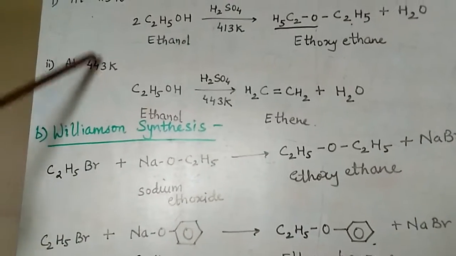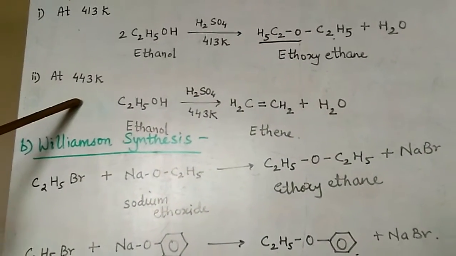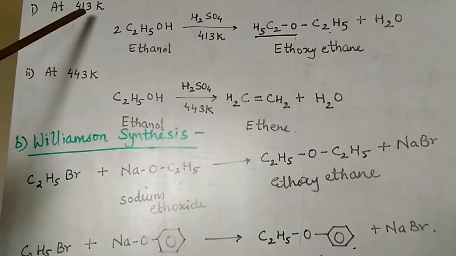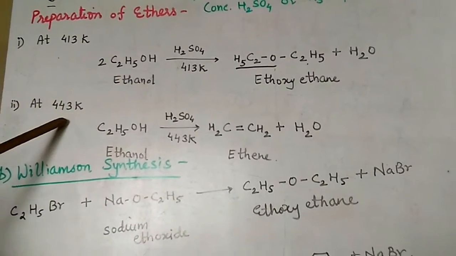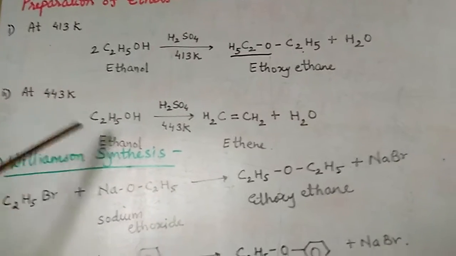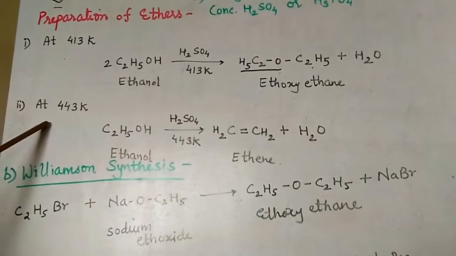So here the temperature condition is very important. We want to prepare an ether, so the required temperature condition must be 413 Kelvin, and if the temperature rises and reaches 443, the reaction will not form the expected product. So this is a very important reaction.